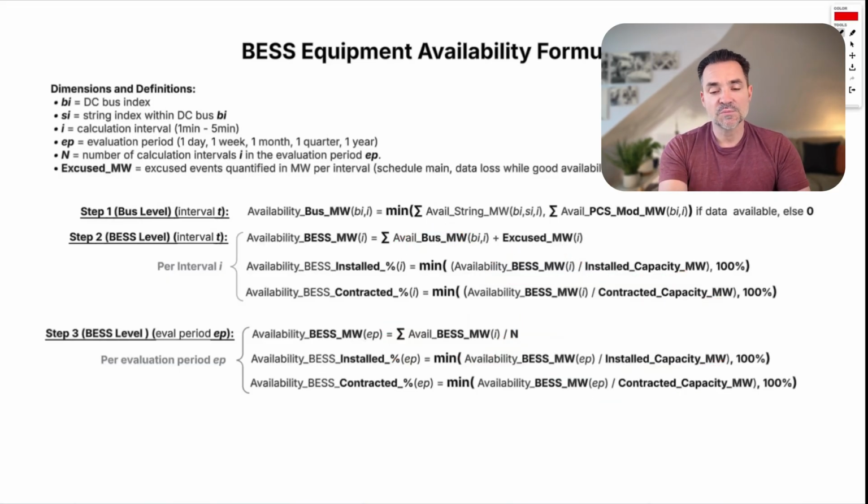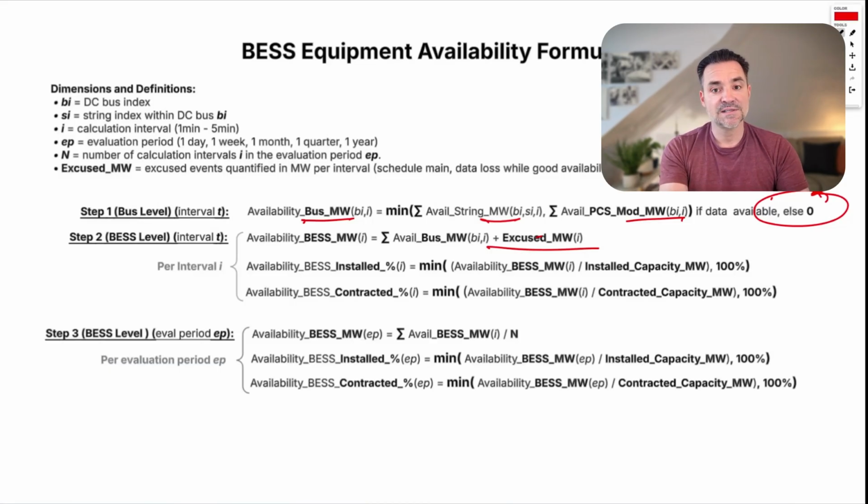The conversions to percent are pretty straightforward. The key things are: measure this at the bus level. Everything needs to be normalized to megawatt. If there's no data, use 0. Then when you sum up everything at the bus level, still at the interval granularity, add the excused events, the excused megawatts. So if you had a loss of data, but you knew the equipment was up, you could create a custom excused event, loss of data, that would bring everything back to 100%.